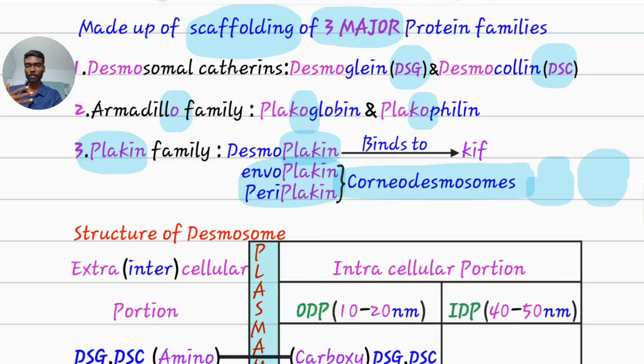Finally, this third family, desmoplakin, is going and binding to keratin intermediate filaments, forming a contiguous network connecting adjacent keratinocytes with each other.